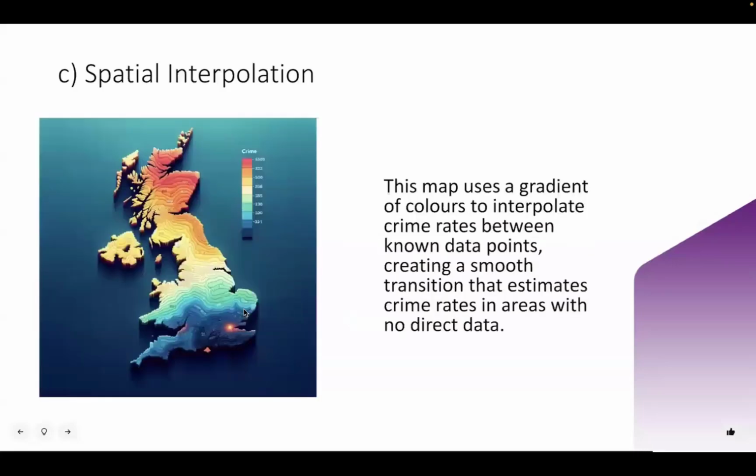And tomorrow we'll mainly be focusing on spatial interpolation as one of our main analyses, which I think is a really, really useful technique to use, especially when starting out understanding crime mapping. It uses a gradient of colours to interpolate crime rates between known data points, creating a smooth transition that estimates the crime rates in the area with no direct data. So in layman's terms, if we've got areas that have missing data, then we can use spatial interpolation as a way to obtain the averages from neighboring areas to establish an average for that area that is missing.